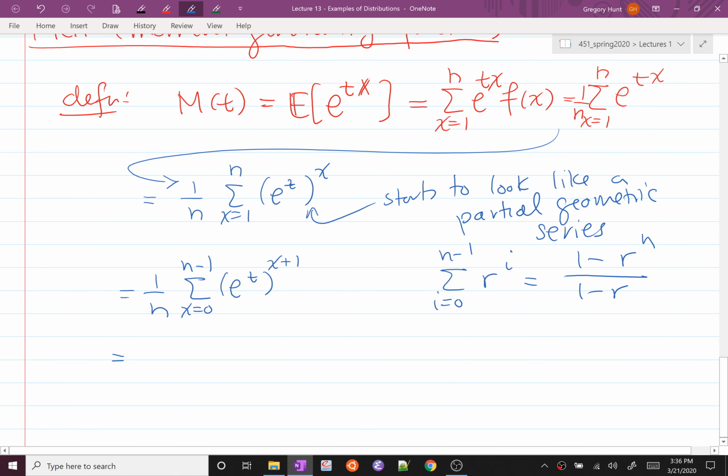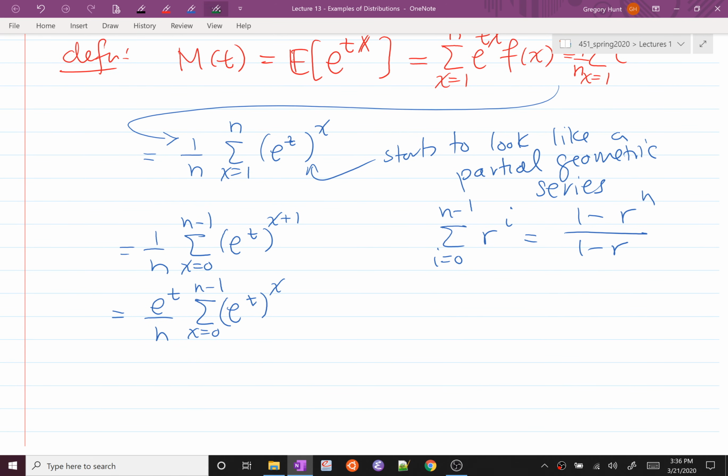And of course, I can take out one of my e to the t's. So I get e to the t over n, sum x goes 0 to n minus 1, e to the t to the x. And by this formula here, with r as e to the t, we can rewrite this more simply. So we get e to the t out front.